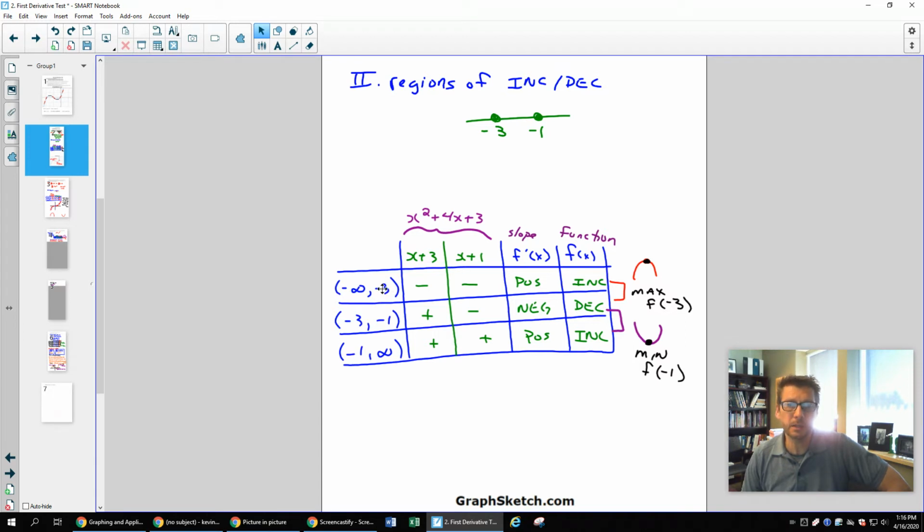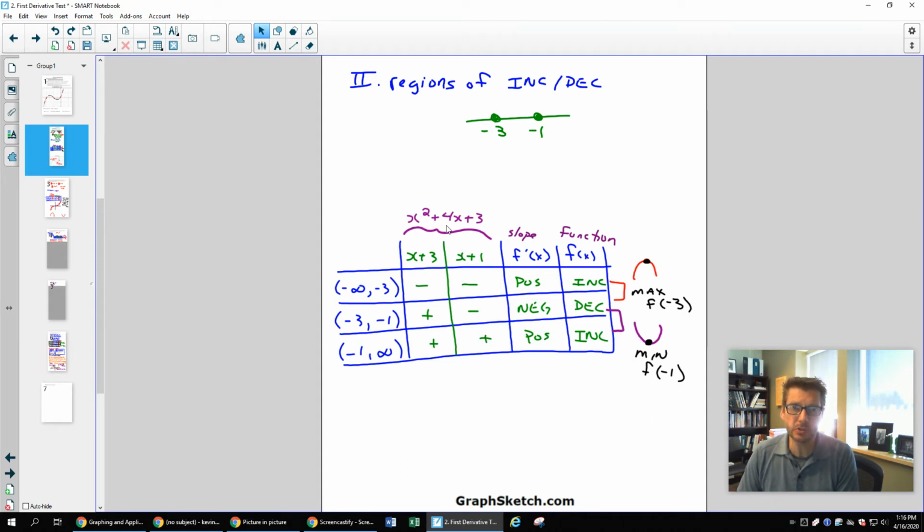I don't want to include -3 in either one of my rows. I don't want to include -1 in either one of my rows, because at -3 and -1, the slope is zero. It's not a positive slope, it's not a negative slope. And it's important to understand that we want to know positive slopes and negative slopes in a region. How do you figure out what the slope is? You don't actually have to use factors.